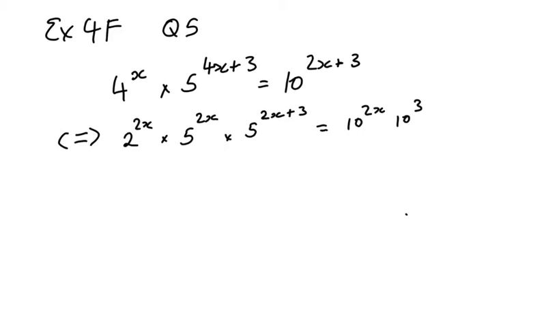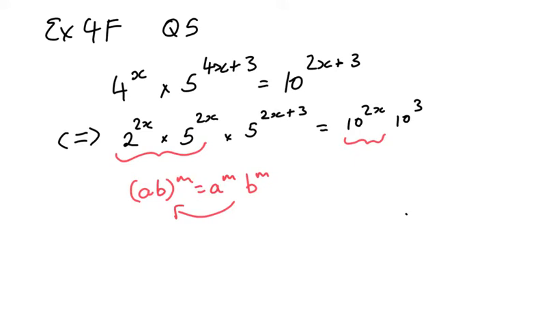You can see my thinking here. What I'm trying to do is to use the rule ab to the power of m equals a to the m times b to the power of m. I'm trying to use it in reverse. So what I'm going to do is take the 2 to the 2x and the 5 to the 2x and make them look the same as 10 to the 2x, and then I'll be able to cancel that term. So that's what I was looking for by getting the base of 2 and 5 with the same power as on the right hand side. Then I'd be able to delete them.